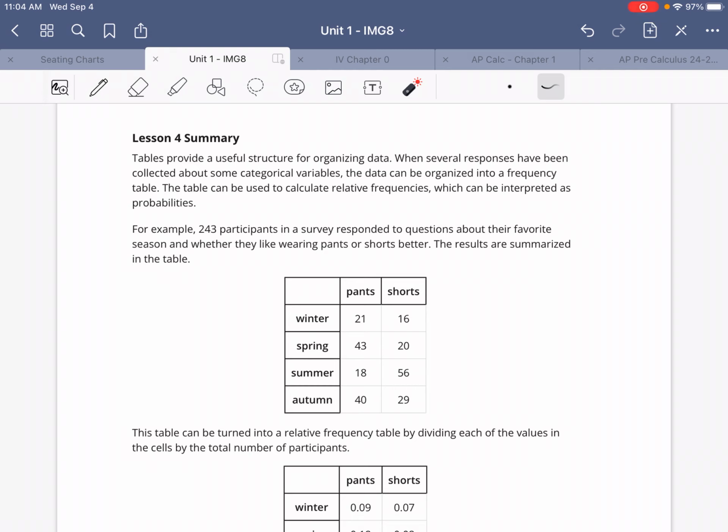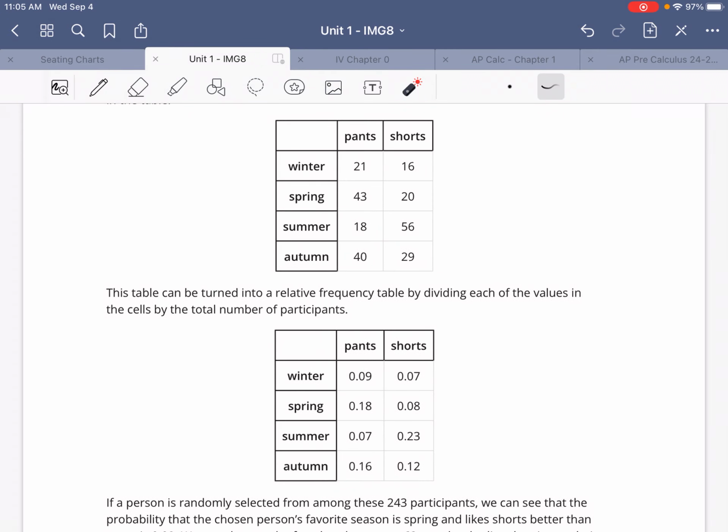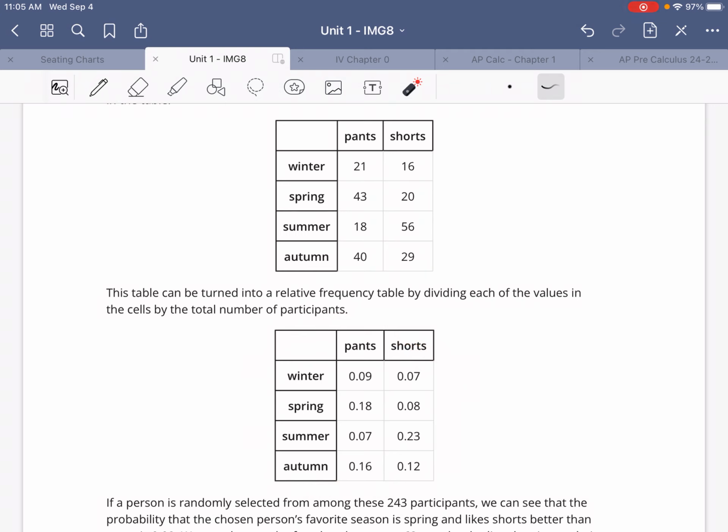Now, if we wanted to, we could take that table and turn it into a relative frequency table. What you do is you take each of these numbers and divide by the total number of people who responded to the survey. That's going to give you the probability that if you were to randomly pick a person who was surveyed, the probability that they prefer shorts and spring is 0.08, or you would get that result 8% of the time.